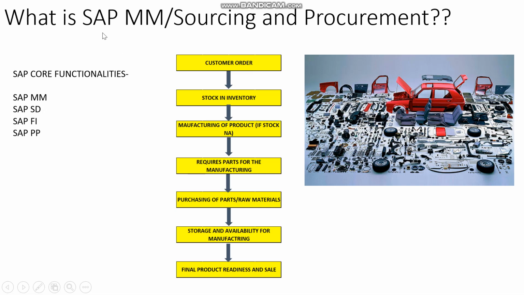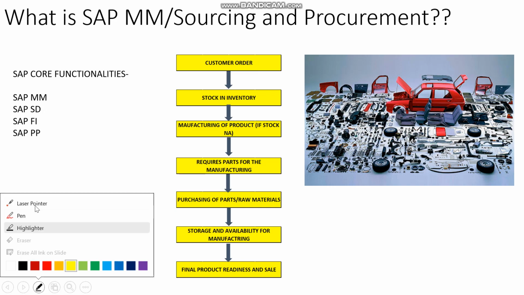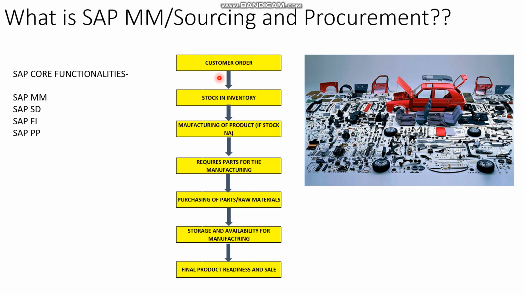Before going to what is SAP MM, we'll first understand the general business flow in any organization where we are delivering products to the customer. It usually starts with the customer order. For example, we got a customer order for one car. Then we check whether the stock is available in inventory or not.